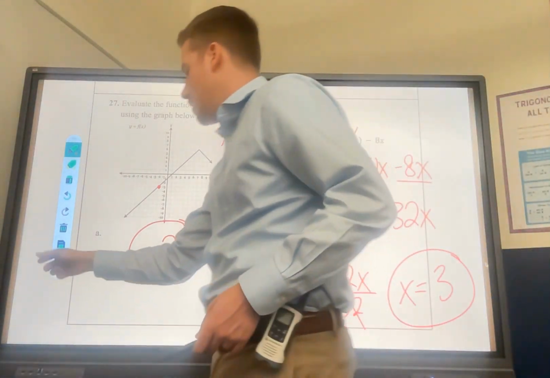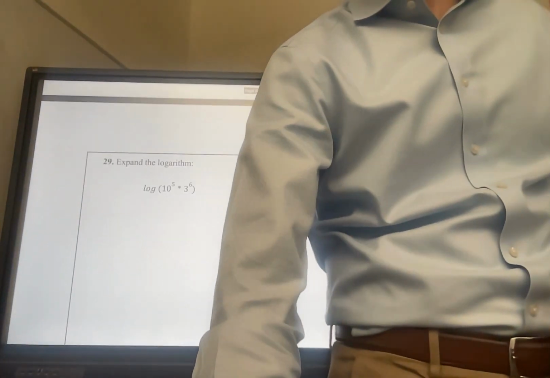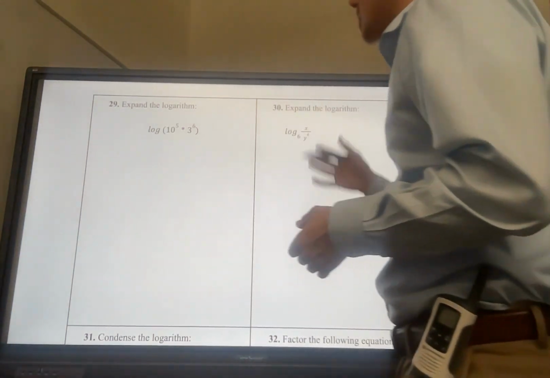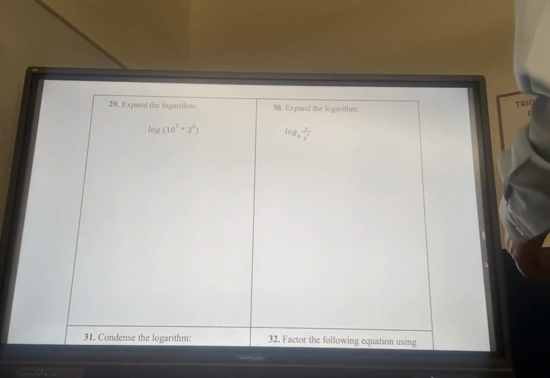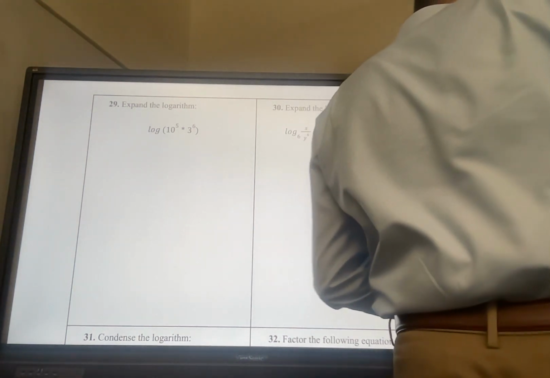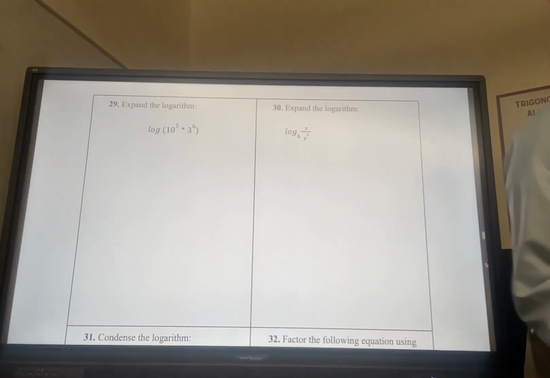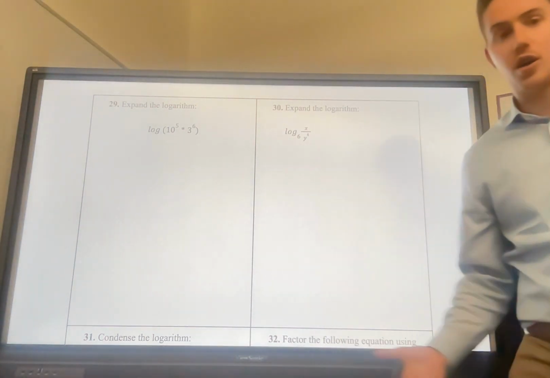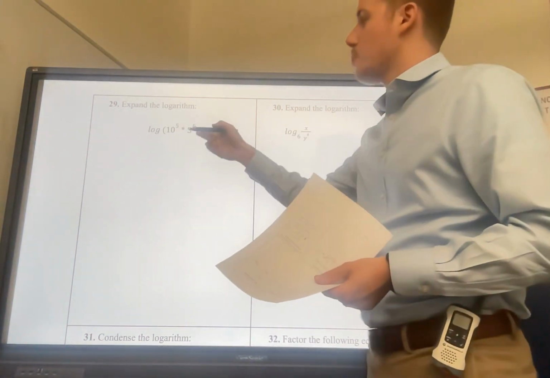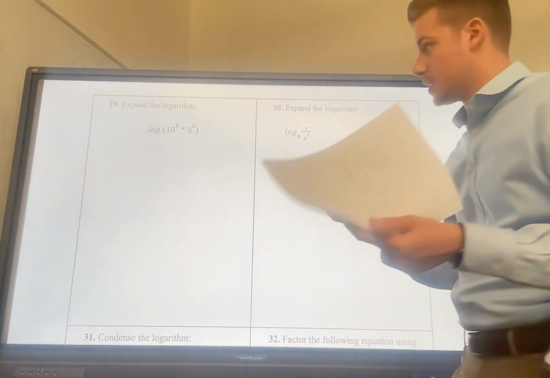Let's move on to question 29. All right, what does question 29 say? It says expand the logarithm. I've got log of 10 to the 5th times 3 to the 6th. Okay, cool. So in order to do a question like this, we've got to go back and look at our log rules, okay? And our log rules say that we can change multiplication into addition of two logarithms.